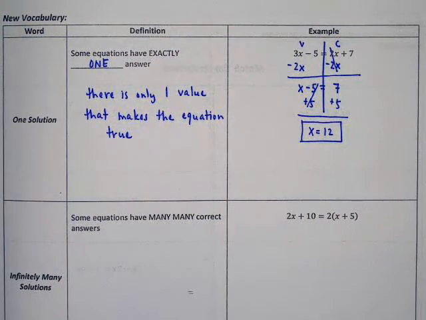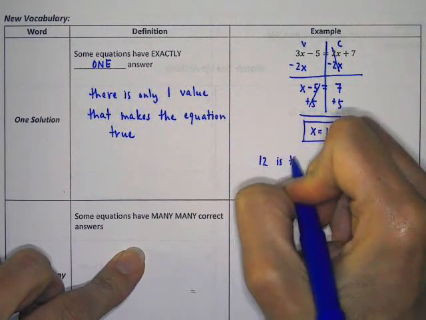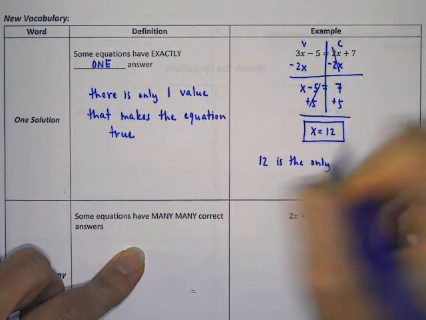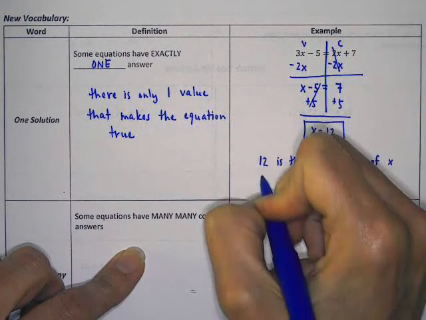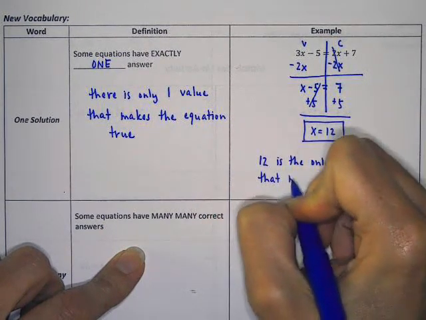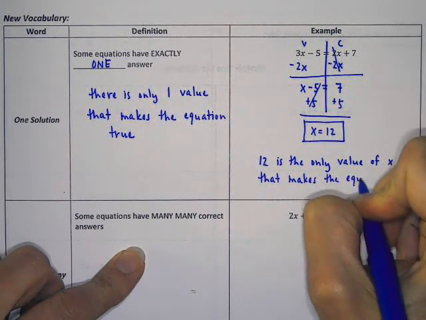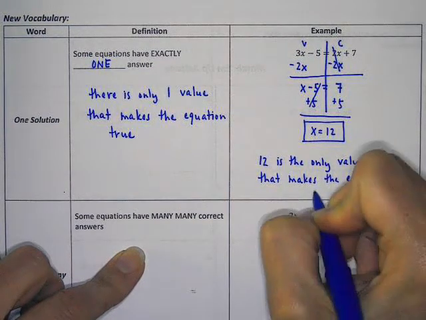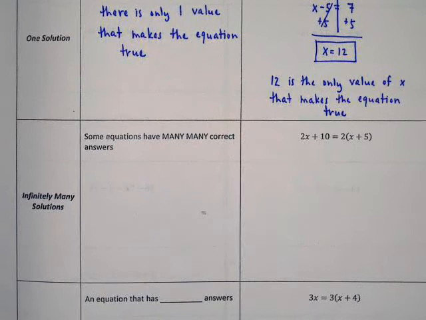So that's what we mean by one solution. This means 12 is the only value of x that makes the equation true. So it's the only value that if I substituted it for x would make those two sides of the equation equal. We could have, however, a couple other different situations happen.